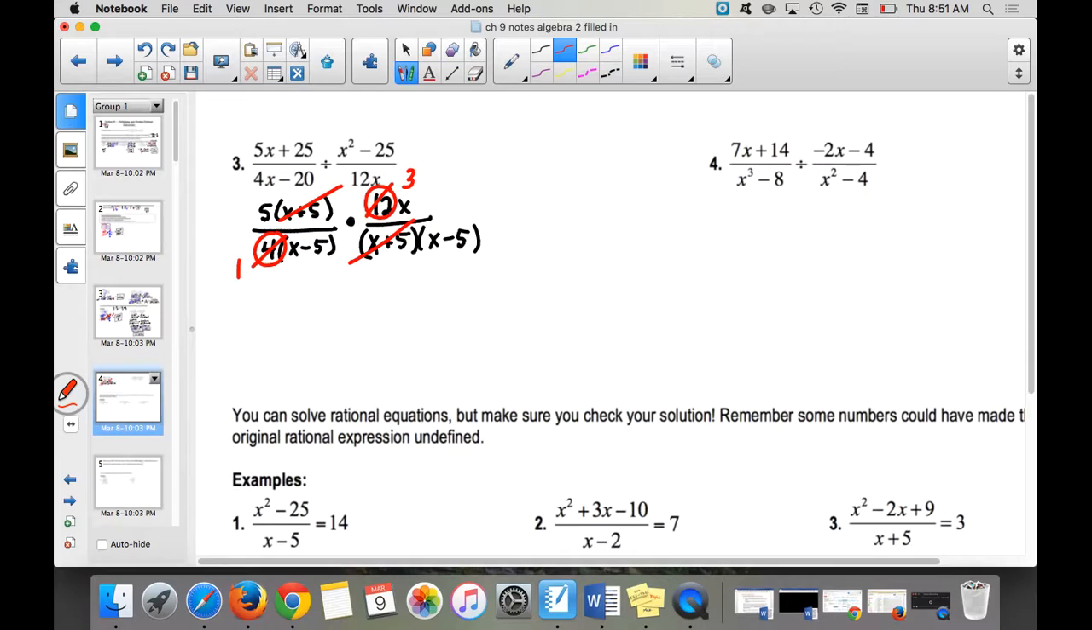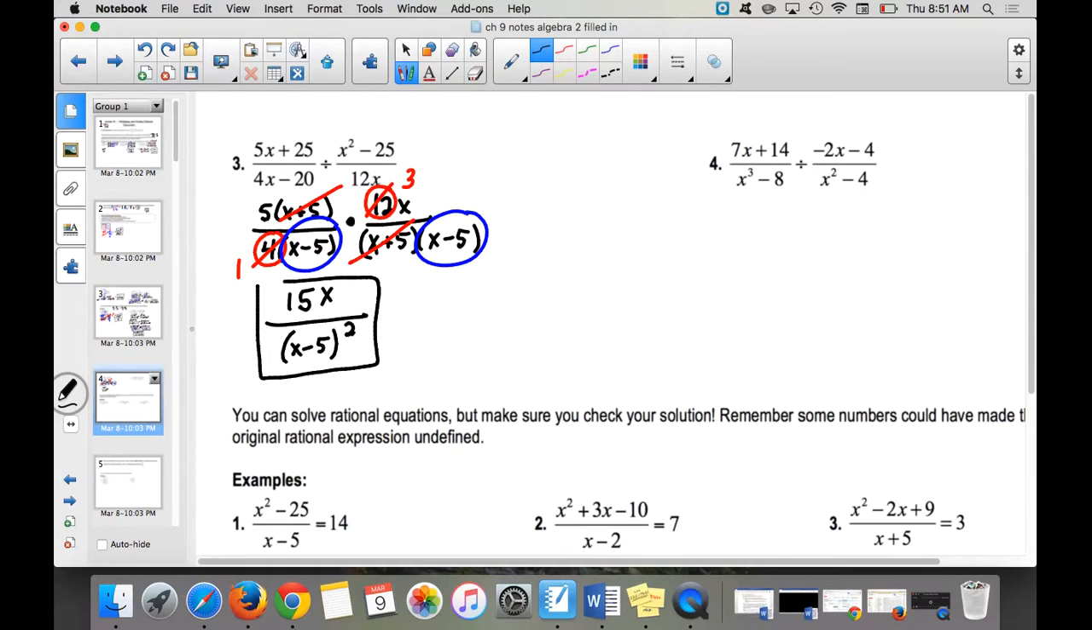But there's really nothing else I can cancel because I have this x minus 5 and this x minus 5, but they're both on the bottom, so we can't reduce those out, okay? So that means our final answer should be 15, 5 times 3, x all over x minus 5 times itself. So you could get fancy and say x minus 5 squared if you want to, or just write x minus 5 times x minus 5.